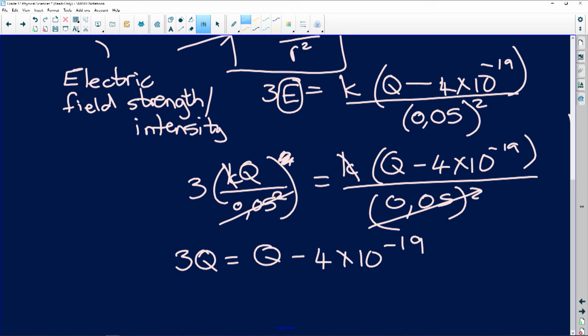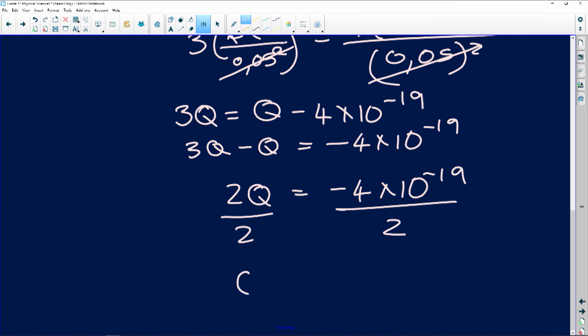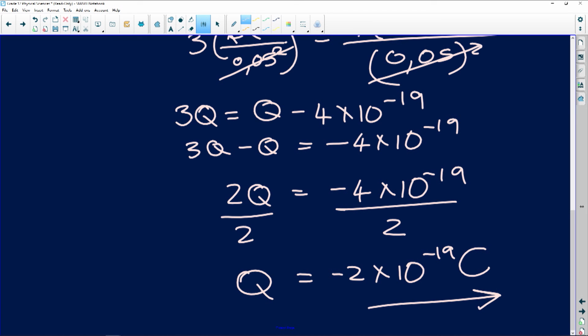So now we just do some simple maths, and so now we can take Q across. So we're going to say 3Q minus Q equals minus 4 times 10 to the minus 19. And so we've got 2Q equals minus 4 times 10 to the minus 19. So now we just divide both sides by 2. So the original charge Q was minus 2 times 10 to the minus 19 Coulomb. And there we go.